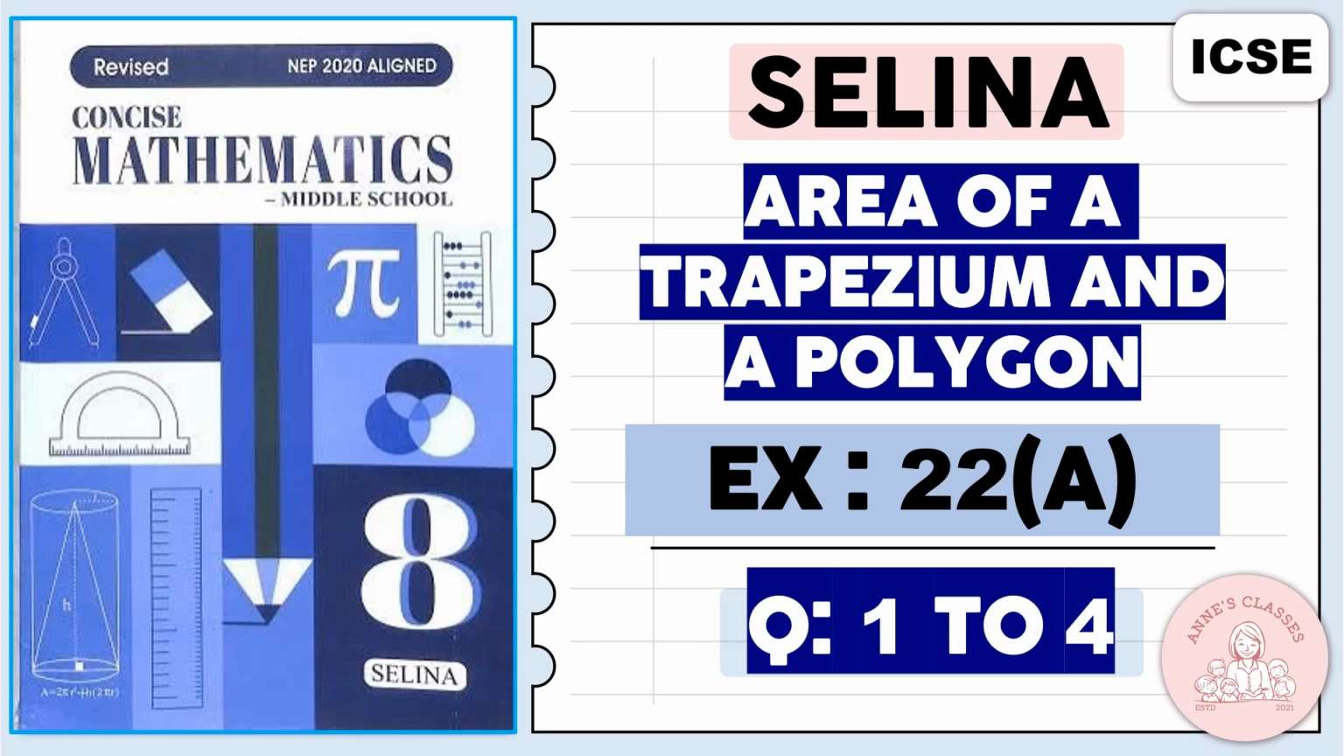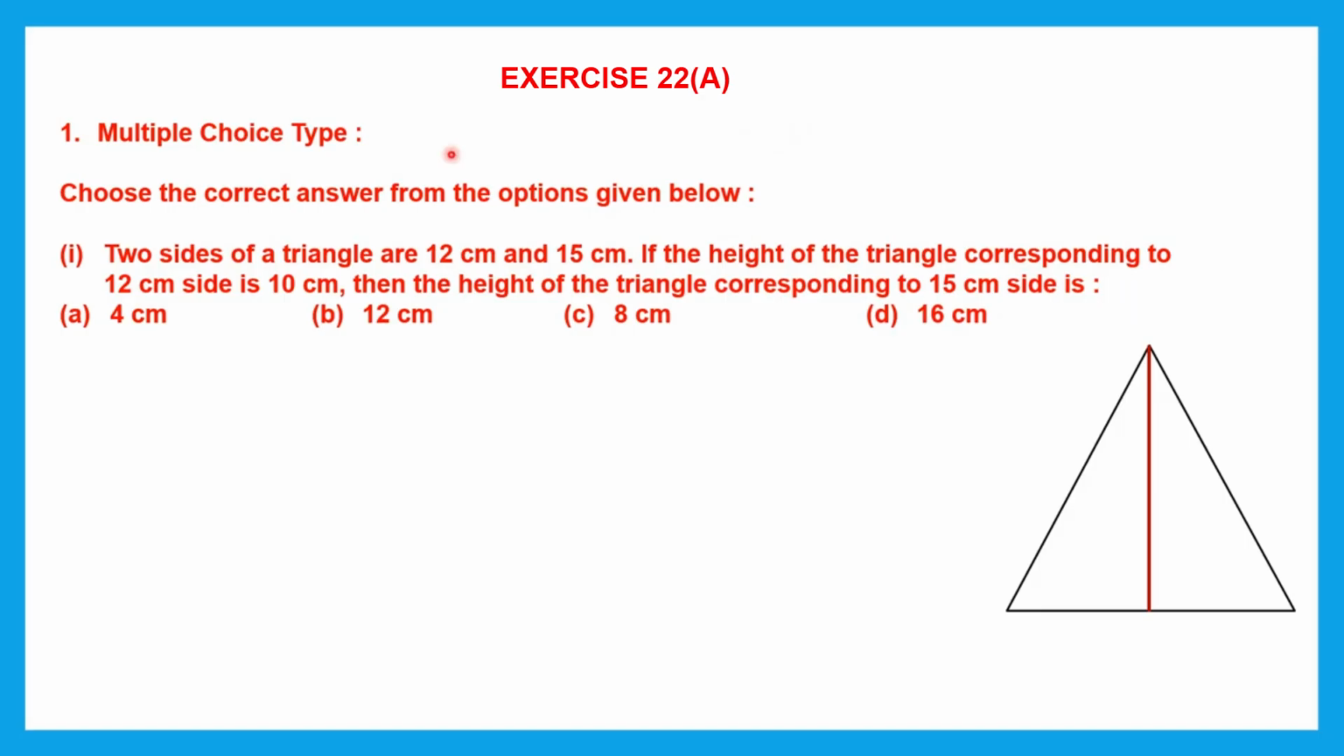Let's do area of a trapezium and a polygon, exercise 22a. Question 1, the multiple choice type. Choose the correct answer from the options given below. First one, two sides of a triangle are 12 centimeters and 15 centimeters. Now let's mark that on the figure. So let's take this to be 12 centimeters and this to be 15 centimeters.